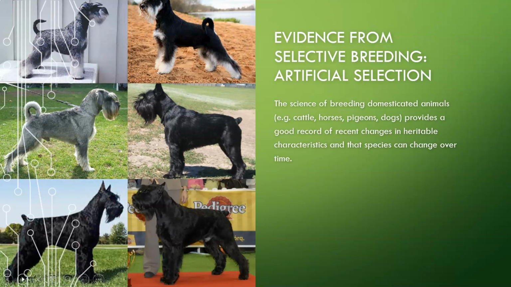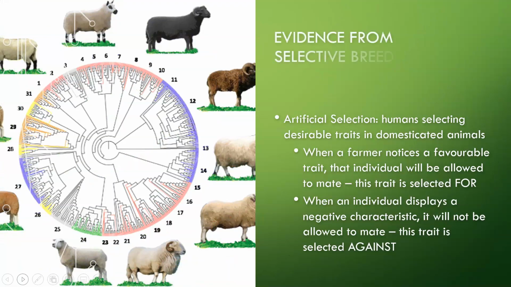So if we look at this from an evolution point of view, in recent history our science of breeding has managed to give us a good record of the recent changes in heritable characteristics, and then we can relate this to how species change over time. So, evidence from selective breeding and artificial selection. Artificial selection is where humans select the desirable traits in domesticated animals.